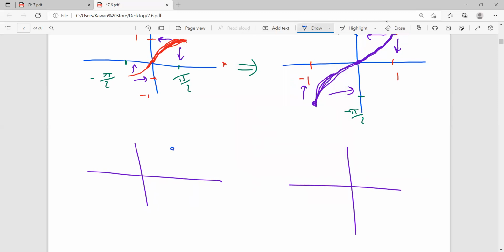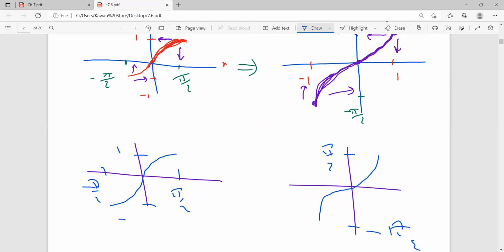If the first function is like that, the second, sorry, this is the inverse. My function, if it's like that, sine, the inverse will be like that. Here's pi over 2, minus pi over 2. So here's pi over 2, here's minus pi over 2. Here's 1 and minus 1, here's 1 and minus 1.